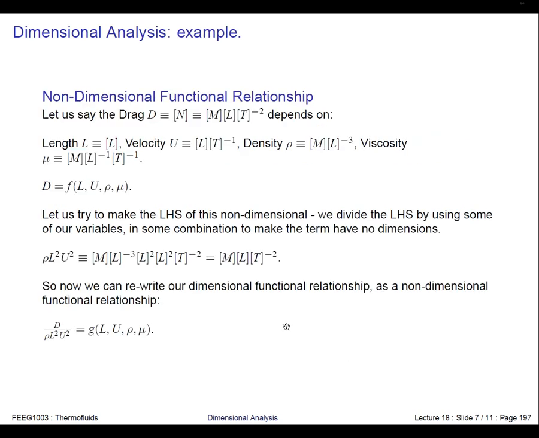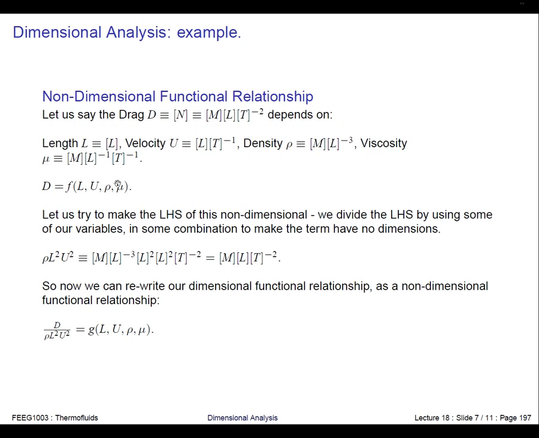Okay, so how do we go about coming up with our single key parameter? So the first step we do is we take our functional relationship, so that's this thing here. This, in words, just says my drag depends on length and velocity, density and viscosity in some way. I don't know what it is, but I know that it depends on these 4 variables. Okay, and I know the dimensions of each of my 4 variables: length, velocity, density and viscosity.